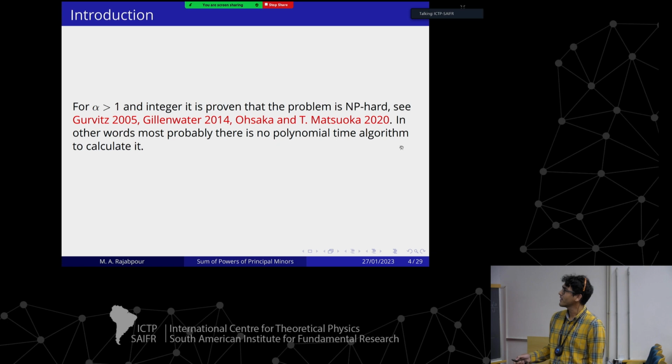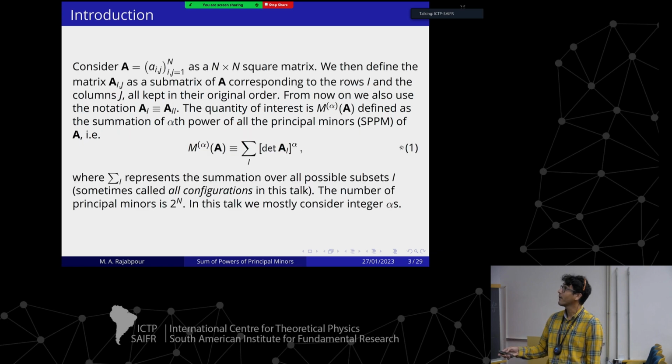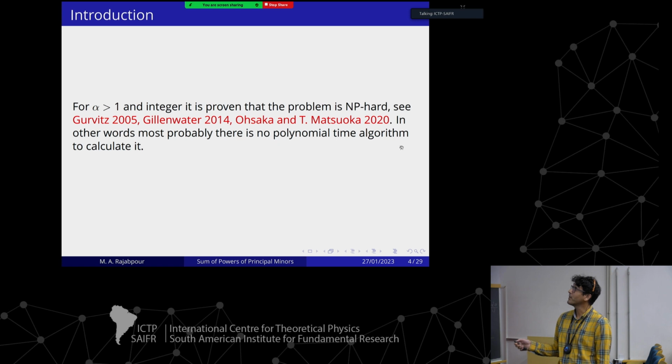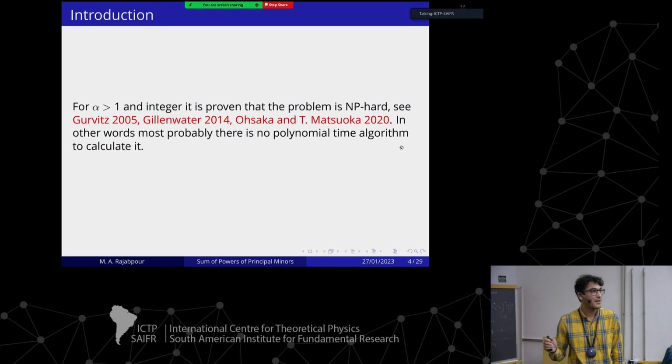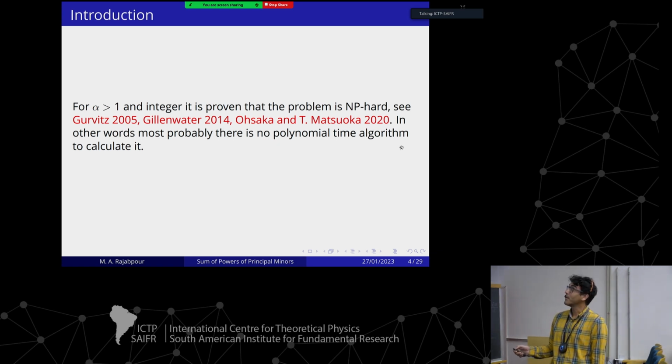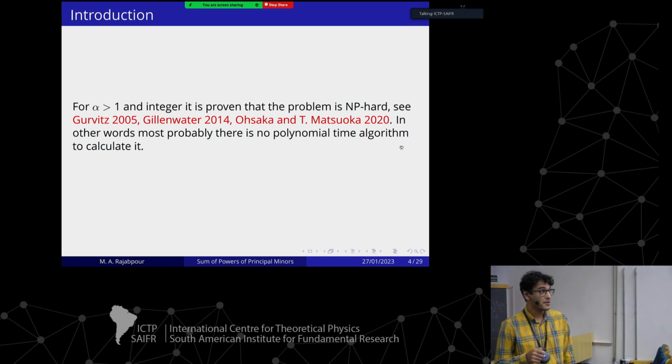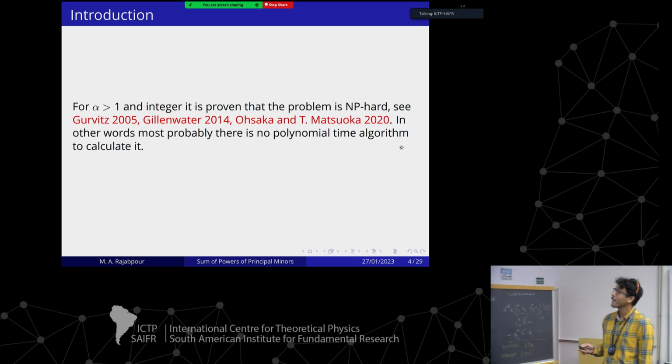When alpha is bigger than 1, it's proven that the problem is NP-hard. Such a simple problem is actually a bit hopeless, apparently. This is shown at different levels for different alphas by a bunch of people who do this complexity theory kind of stuff. For alpha equal to 1, it's actually a very simple thing. You can show that the sum of principal minors is just the determinant of the identity plus the matrix. So it's a polynomial problem.